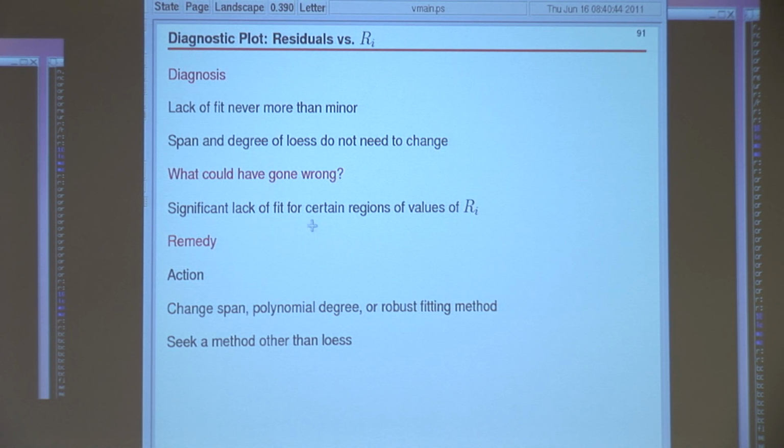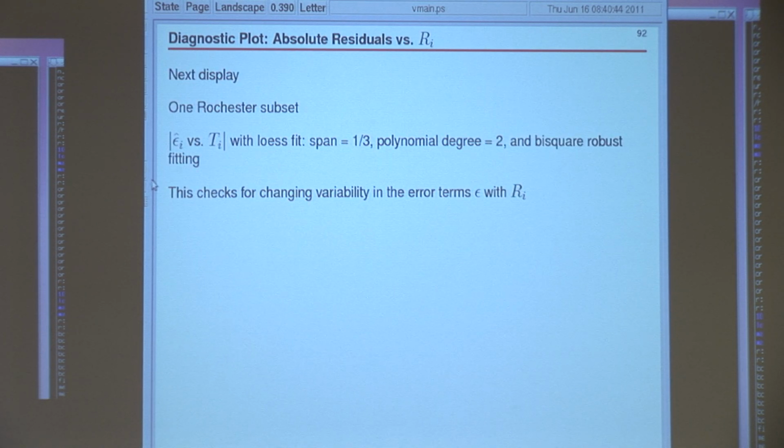Significant lack of fit for certain regions of R sub I. There finally is the correct variable, the rate. Action: change the span, the polynomial degree, the robust fitting method. We did use a robust fitting. All right, next display. Oh, sorry, that's supposed to be absolute epsilon I versus R sub I. Clearly I was in a hurry doing this.